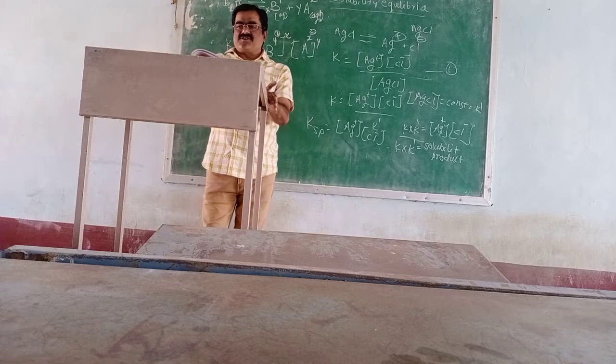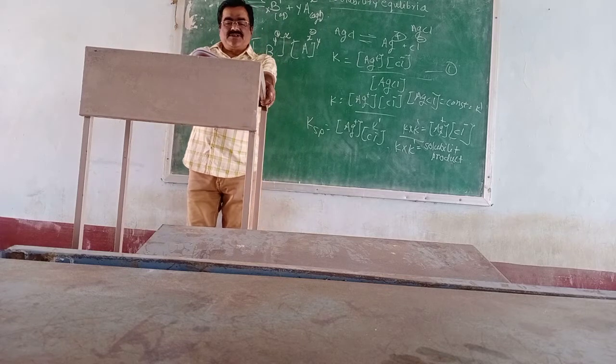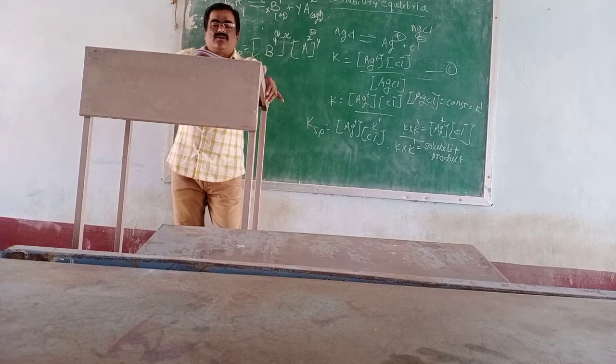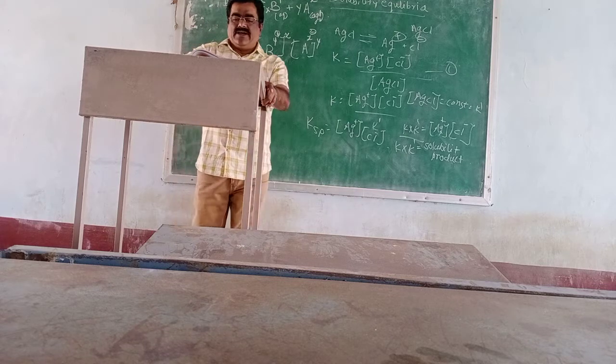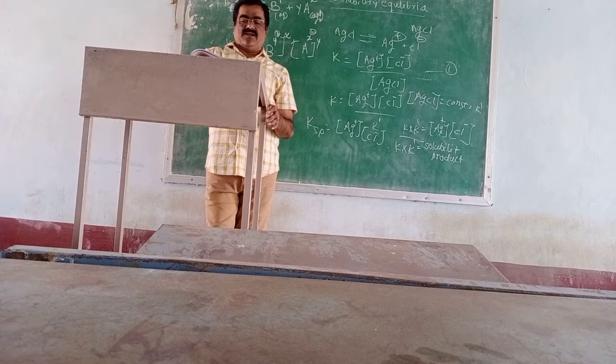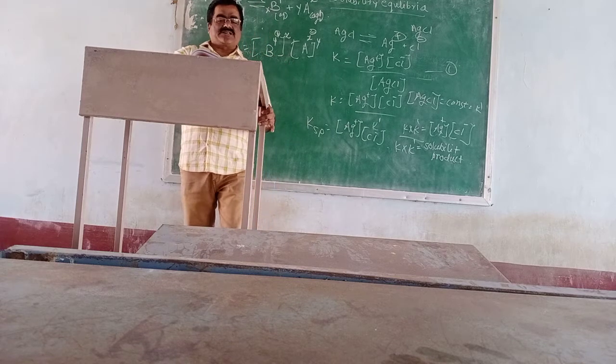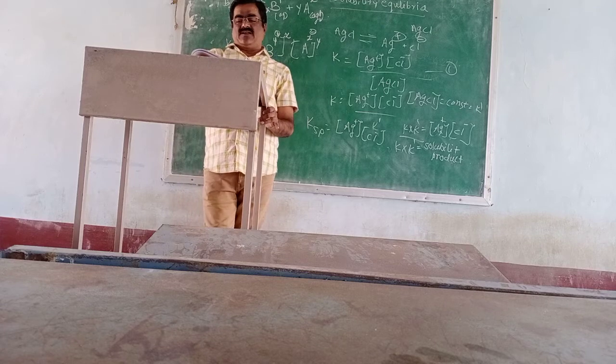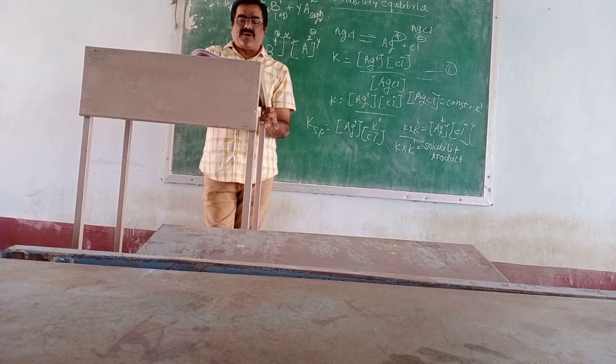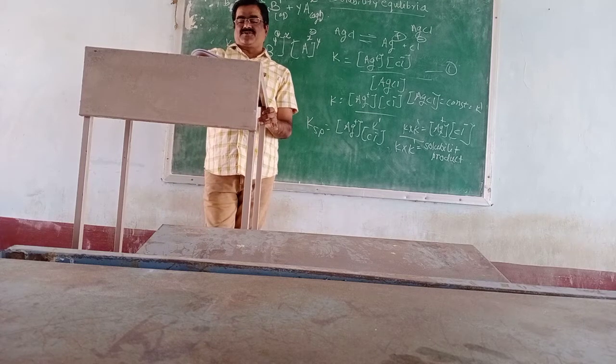In this equation, in the saturated solution of a sparingly soluble salt, the product of the equilibrium concentrations of the constituent ions raised to the power equal to their respective coefficients in the balanced equilibrium expression at a given temperature is called the solubility product.